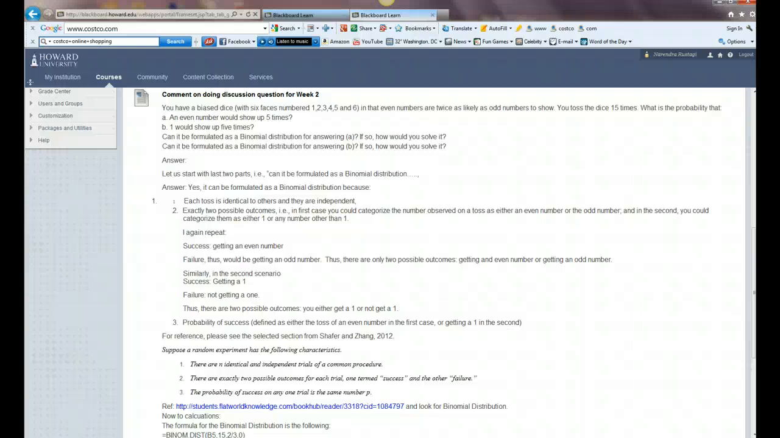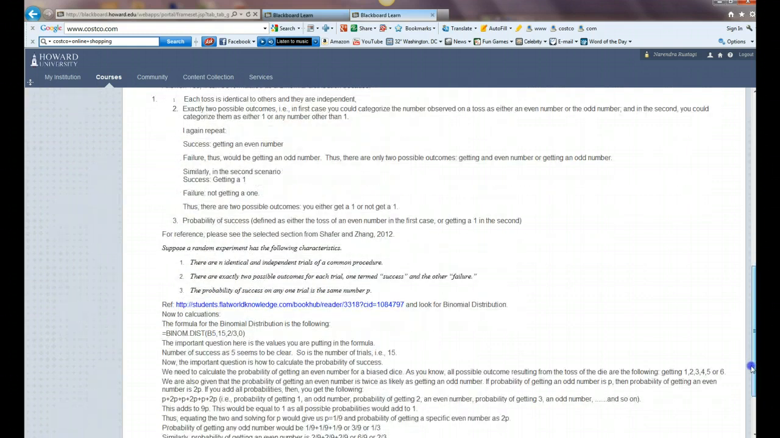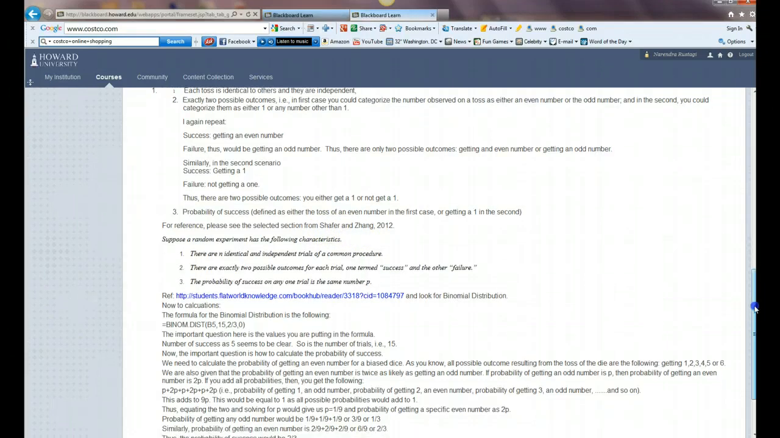Welcome. This is a supplement to the comment I had posted, and here I'll show you calculations. In the comment I had posted, I showed how you would calculate the probability. I showed how the binomial distribution is applicable here, and again you may want to read through the chapter on probability distribution in the book by Sept and Zhang, which you have access to online if you choose.